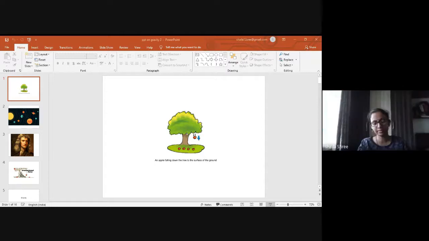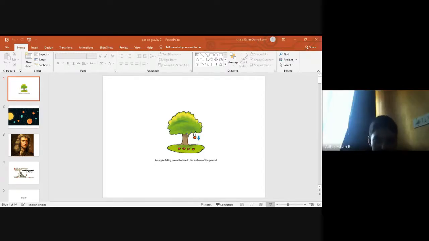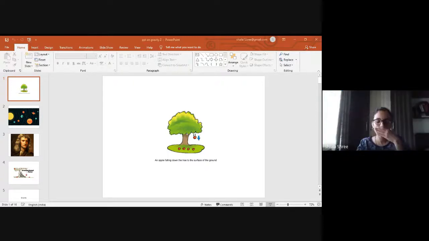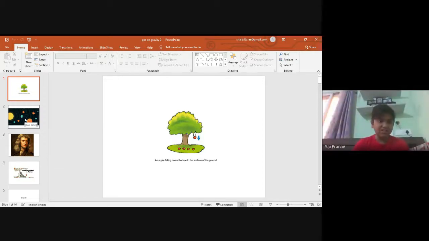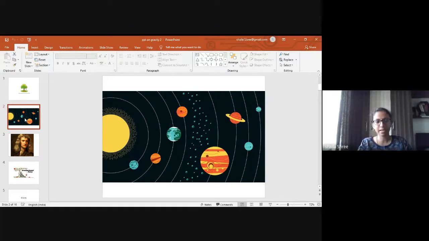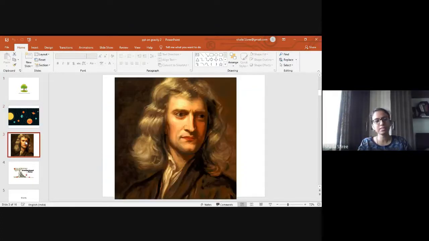I'm thinking about Newton's inspiration for his laws of motion. Okay, you are thinking about Newton's inspiration for the laws. Now what about now? Can you see, Sai? I can see the second page, the planets. Okay, now you can see planets. And the third picture is Newton.